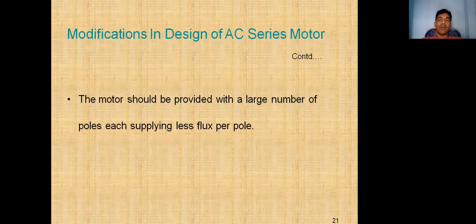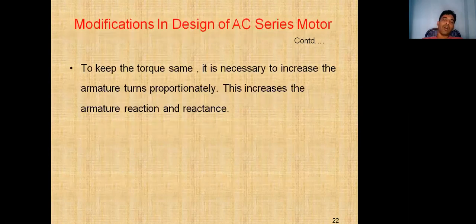The motor should be provided with a large number of poles, each supplying less flux per pole. Less flux per pole reduces the field flux, so torque also decreases. To keep the torque the same, it is necessary to increase the armature turns proportionally.